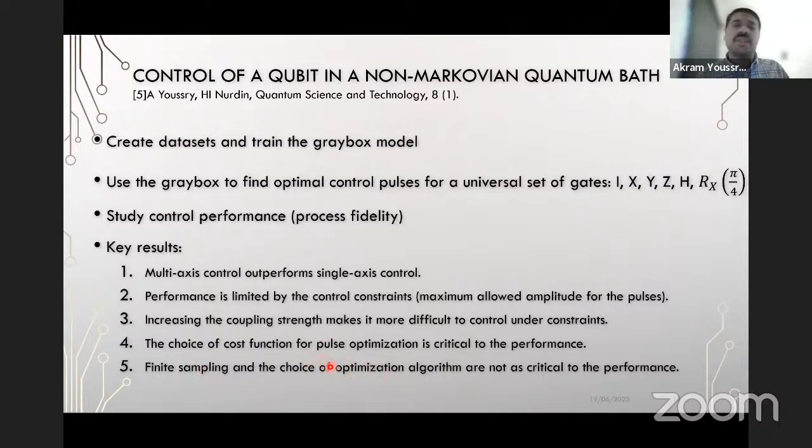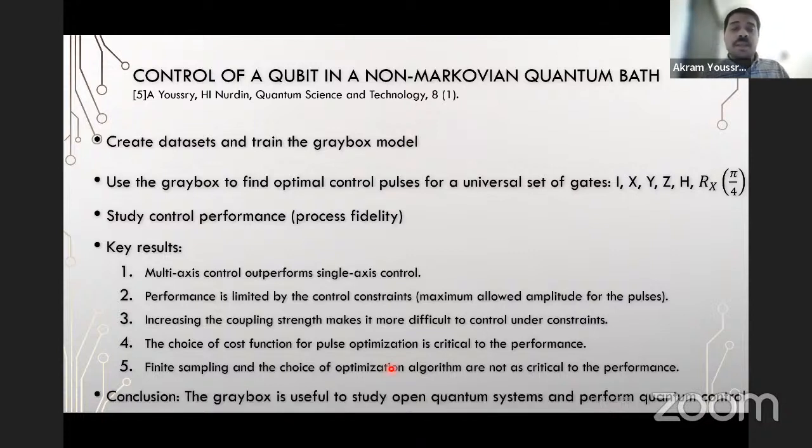Also, we tried a genetic algorithm versus gradient descent for the pulse optimization, and there wasn't much difference. So the Graybox is somehow good, whether any type of optimization works. Even if you fall in a local minimum, it's not an issue. You just get good pulses anyway. And so this is actually interesting.